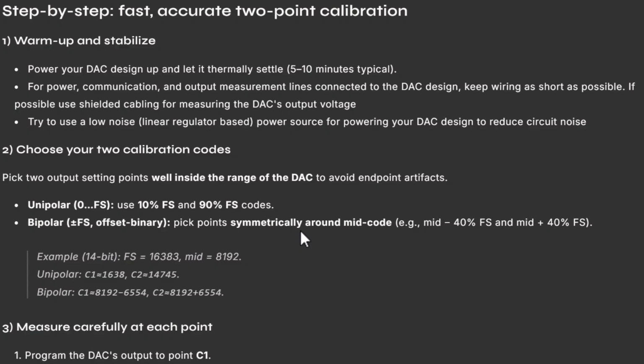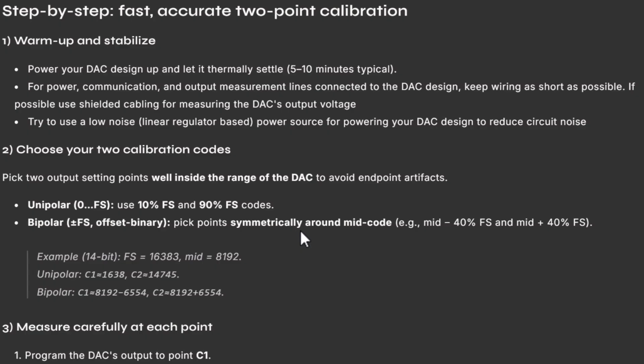Then we need to pick our 2 points, right? And we can pick them as codes or we can pick them as voltages and then convert them to codes. The idea is you don't want to pick 2 points close together, right? Because you want to be able to accurately capture that curve. So typically what you do is about 10% and 90% of the full scale range. If it's unipolar, that's really easy to calculate, 10 and 90. If it's bipolar, which we'll use in our example, you could do negative 40% of mid and positive 40% of mid.